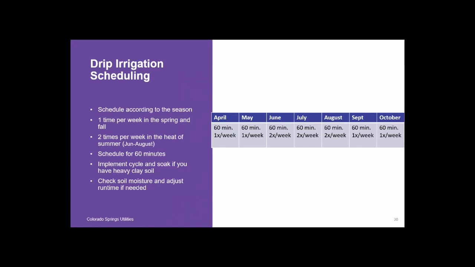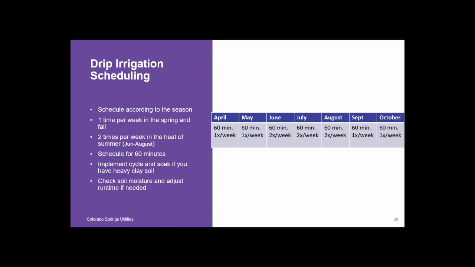For the heat of the summer, the months of June, July, and August, depending on the plants you have, their water need, and their maturity, you can bump that drip zone up to 2 times per week. Schedule it for 60 minutes. But there's another technique to use, called cycle and soak. It's very similar to traditional overhead irrigation, where you split that 60 minutes into 2 different run times. Perhaps you would run that drip irrigation for 30 minutes, take a break, maybe an hour, and then run it again for 30 minutes.